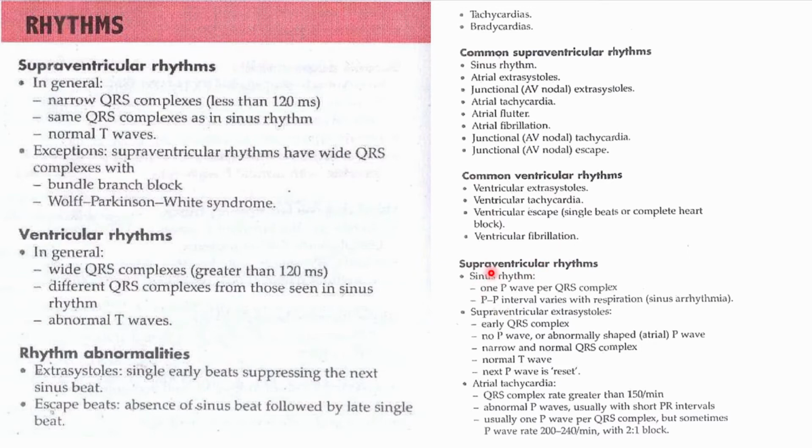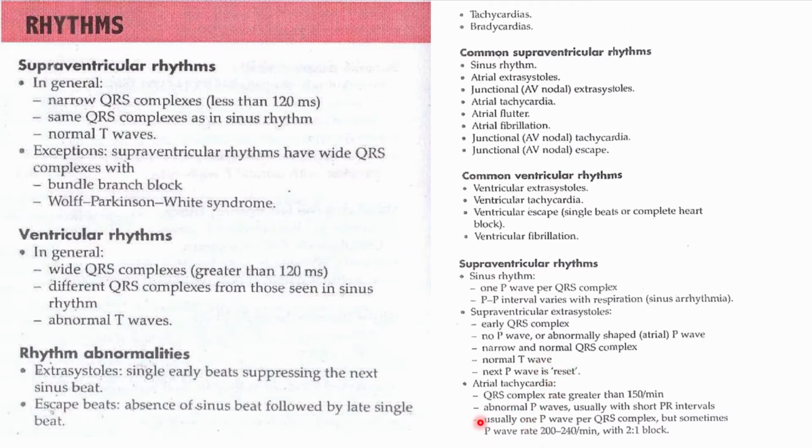Then some supraventricular rhythms: with the sinus rhythm, you get 1 P wave per QRS complex. The PP interval varies with respiration, so that's a sinus arrhythmia. Then with a supraventricular extrasystole, you get an early QRS complex. There's usually no P wave because the ectopic beat may not necessarily come from the SA node, and usually there's an abnormally shaped P wave if it's present, and there's a normal and narrow QRS complex because the impulse is being carried normally in the ventricle, so it means there will also be a normal T wave, and usually the P wave is like the reset.